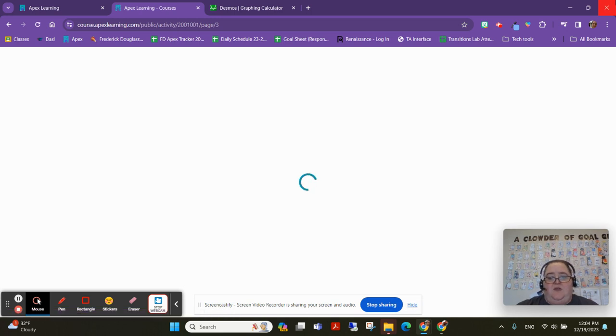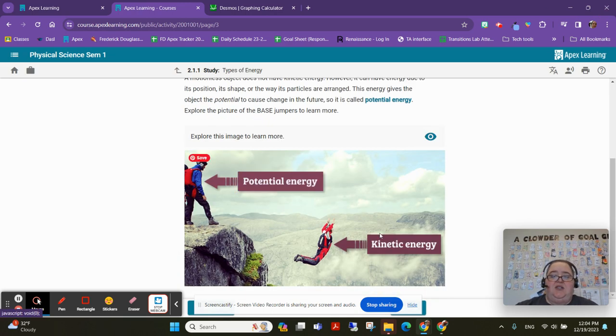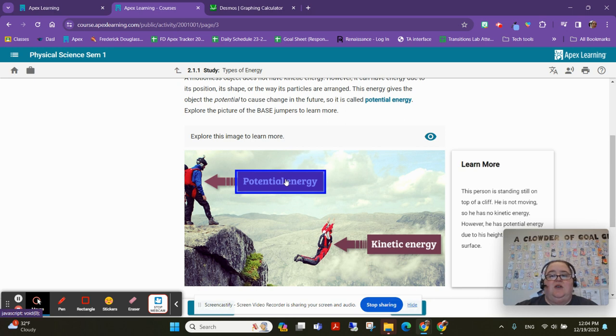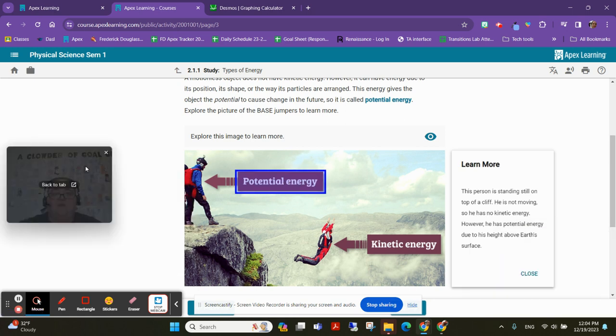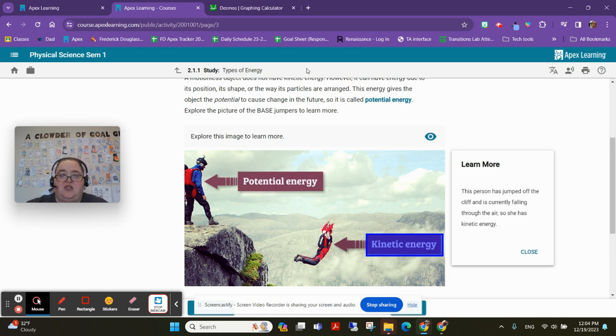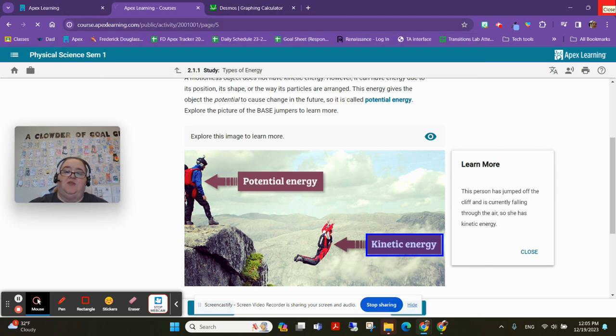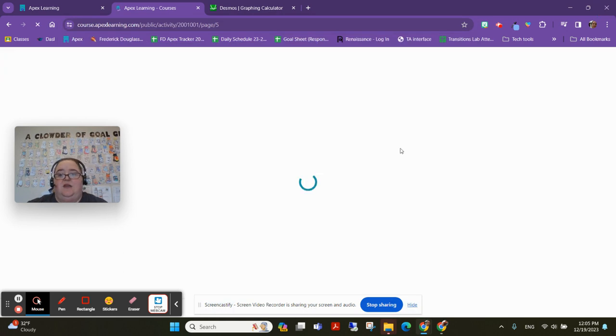And on page 3, once it loads, you're going to see this image that talks about potential energy and kinetic energy, which are two big vocabulary words, but this image, for me, visuals are very effective. This image really explains how this is potential energy because he's about to jump. This is kinetic energy because he has jumped, right? Very good graphic to show that, and really communicates the point of what potential versus kinetic energy is.